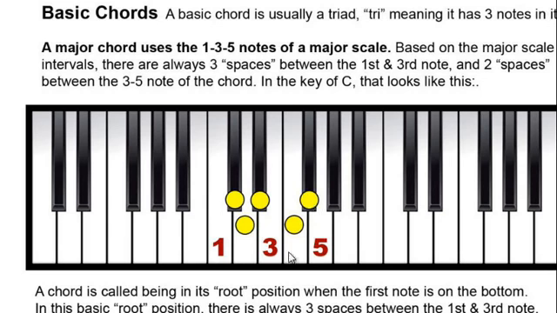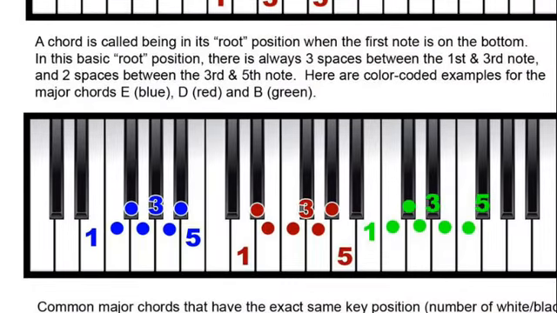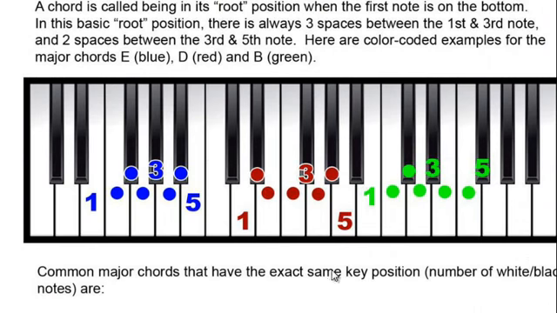And in the key of C, those are all white notes, but it doesn't matter what chord you're trying to play. If you're trying to play a D chord, the 3rd note happens to be black, but the main thing is there's always 3 notes between the 1 and the 3 and 2 notes between the 3 and the 5. That's how you play any major chord.